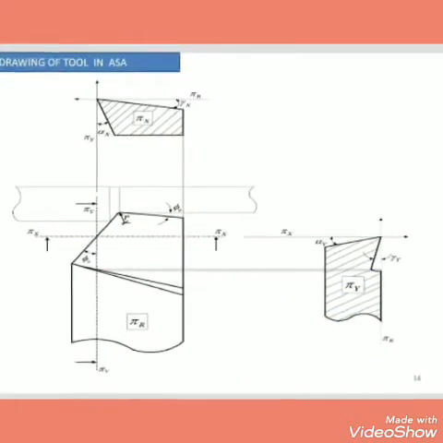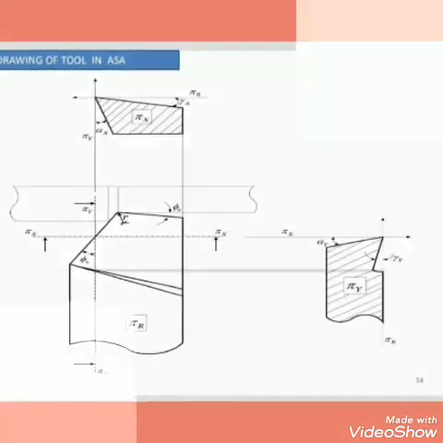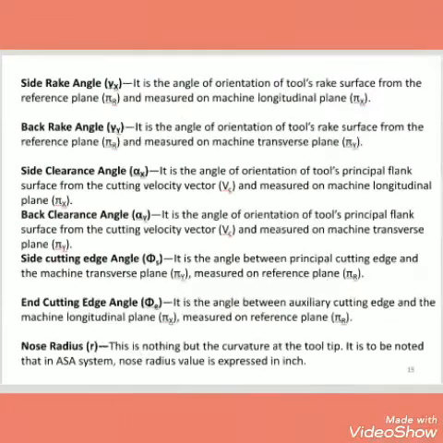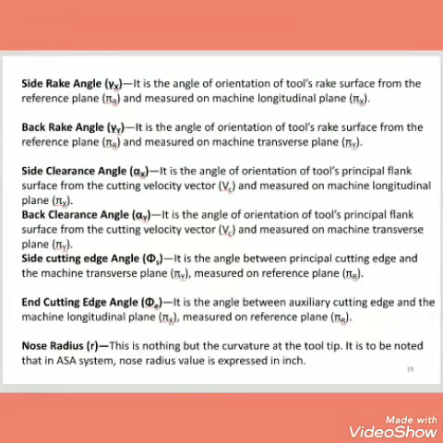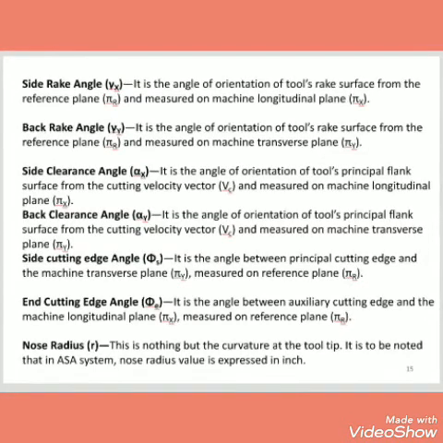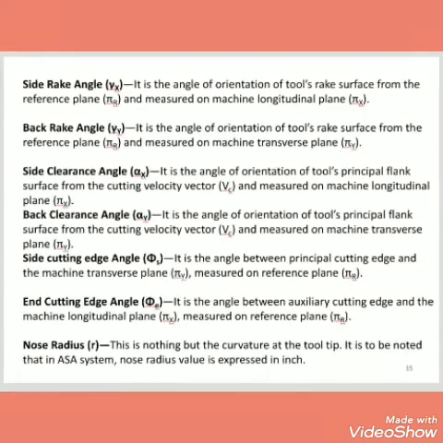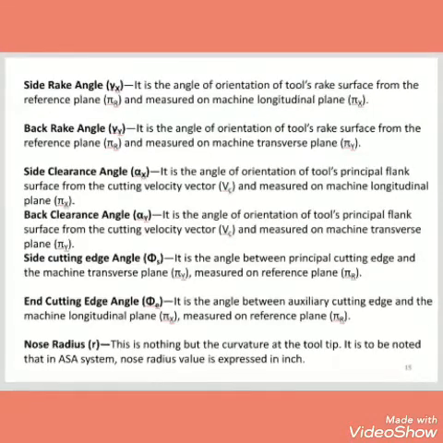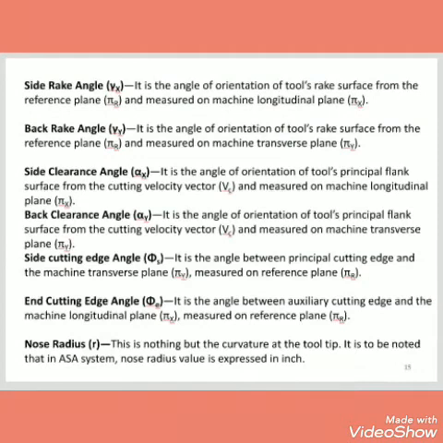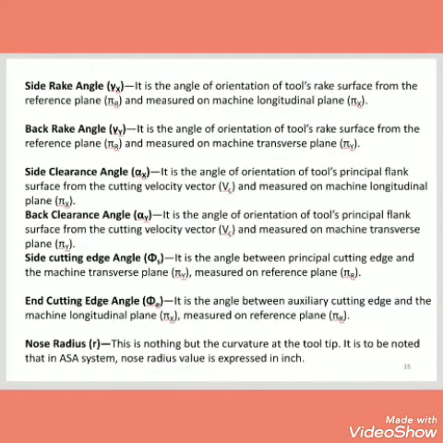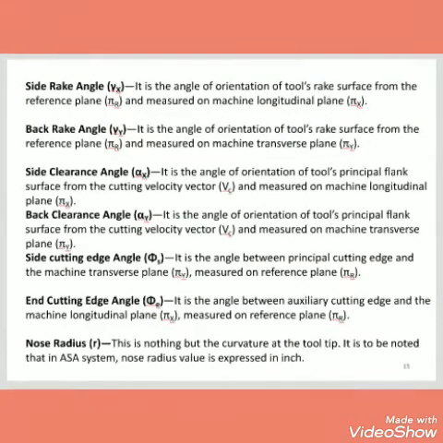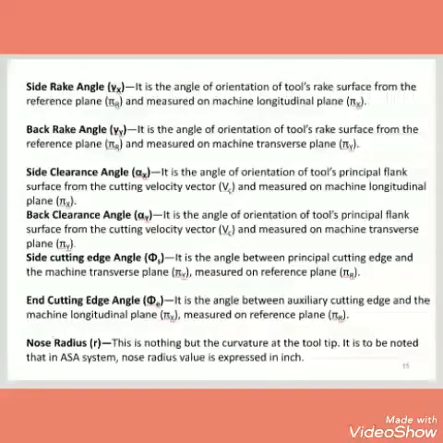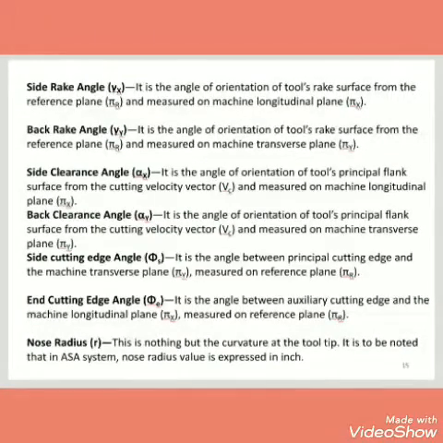Here the drawing of the tool in the ASA system is shown. The side rake angle, denoted by gamma x, is the angle of orientation of the tool's rake surface from the reference plane, measured on the machining longitudinal plane. Next is the back rake angle, the angle of orientation of the tool's rake surface from the reference plane, measured on the machining transverse plane.